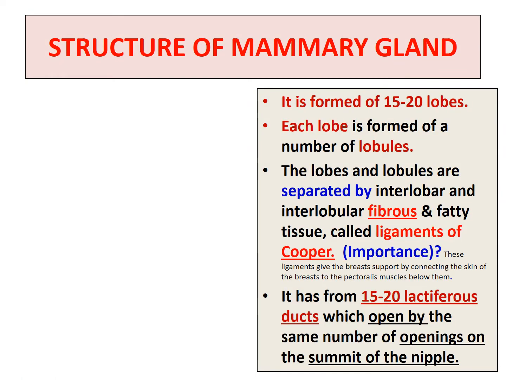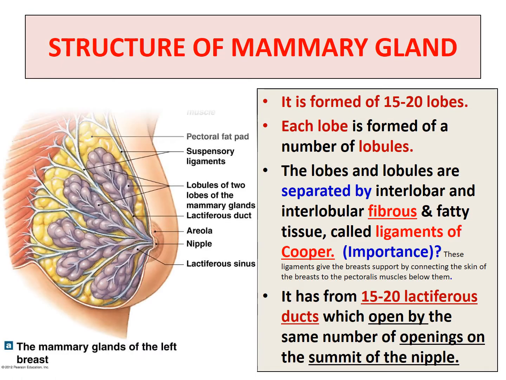The mammary gland is formed of 15 to 20 lobes. Each lobe is formed of a number of lobules. The lobes and lobules are separated by interlobar and interlobular fibrous and fatty tissues called the ligaments of Cooper. What is actually the importance of these ligaments of Cooper? These ligaments give the breast support by connecting the skin of the breast to the pectoralis muscle below them. It has from 15 to 20 lactiferous ducts which open by the same number of openings on the summit of the nipple. Here we see a mammary gland of the left breast which describes the complete structure of these lobes and lobules.